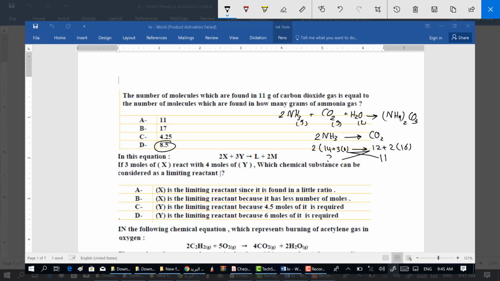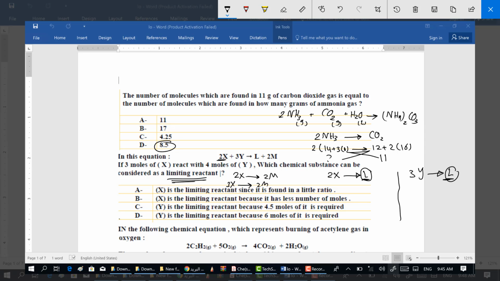Second one, we are going to talk about the limiting reactant. The limiting reactant is a substance completely consumed during the chemical reaction. So, firstly, we'll find 2X in front of L and 3Y in front of L. We're taking the same product. Maybe one chooses another, 2X in front of 2M and 3Y in front of 2M. No problem, but make the product the same.